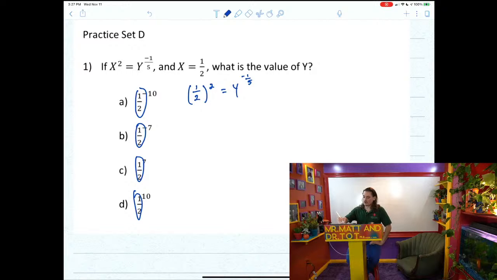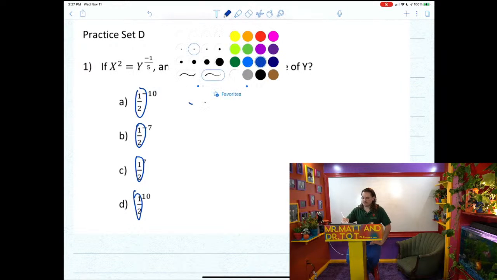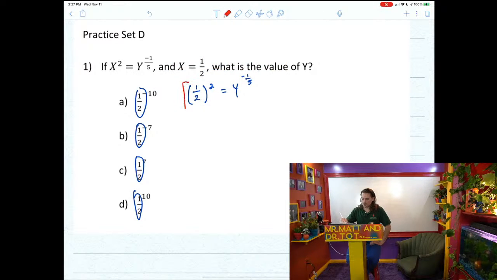So I'm going to raise both sides to the 5th power. Excuse me, the negative 5th power.